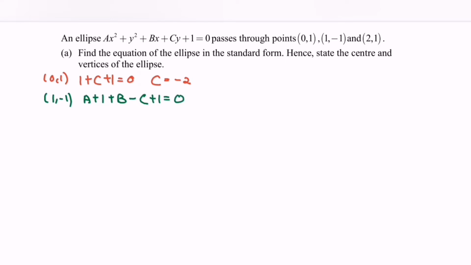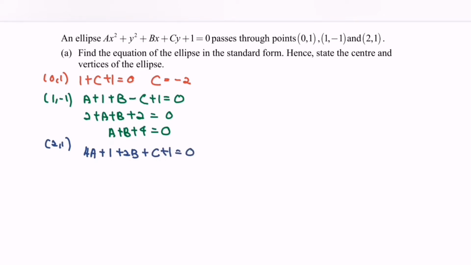So kindly rewrite the equation. We have 2 plus a plus b minus c. So kindly substitute, so we will have plus 2 equals to 0. Finally, a plus b plus 4 is equal to 0. Next, the third point where we have (2, 1). So if we substitute, we will have 4a plus 1 plus 2b, and then we have plus c plus 1 equals to 0. So kindly simplify. So we have 4a plus 2b, substitute the negative 2, and we will have equals to 0.